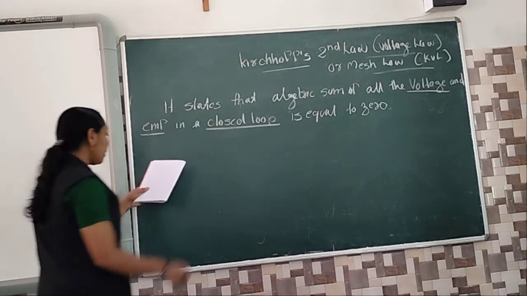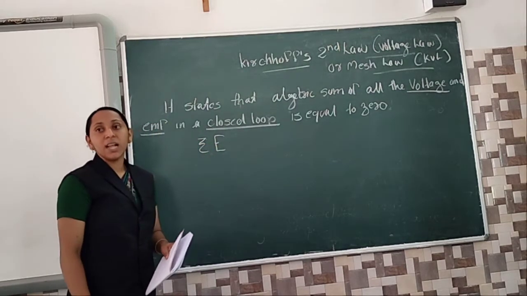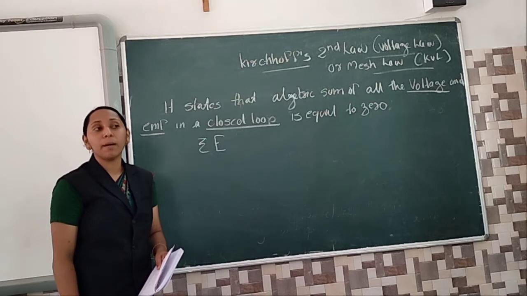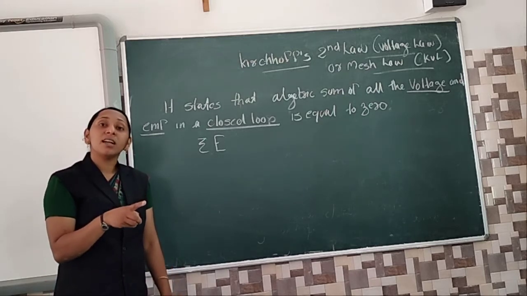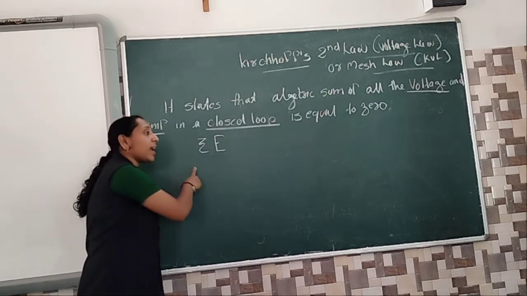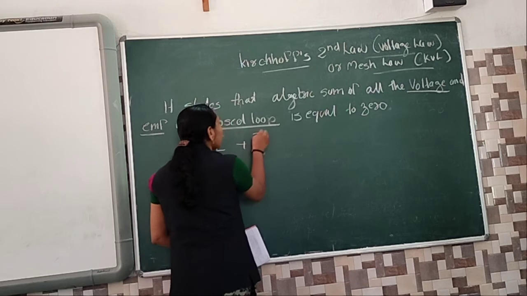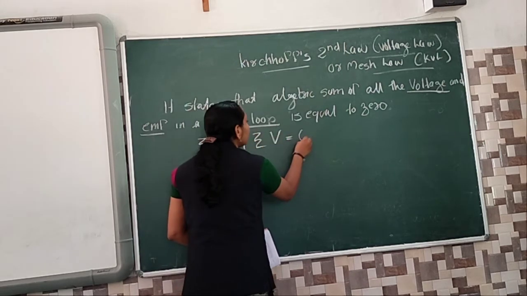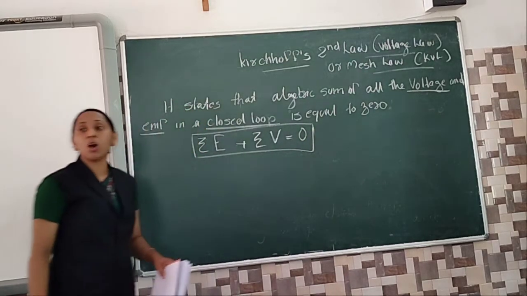How to write this? The algebraic sum of E. Capital E is the symbol for EMF. Capital E is also a symbol for electricity, the source of current. E is the symbol for EMF. The algebraic sum of E plus the algebraic sum of V equals 0. This is the meaning, in a closed mesh, otherwise a closed loop.